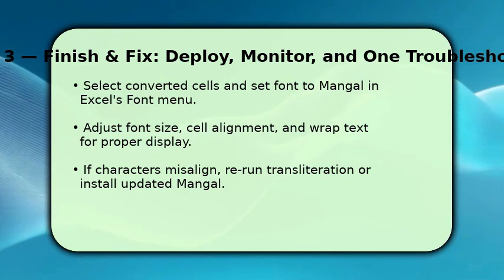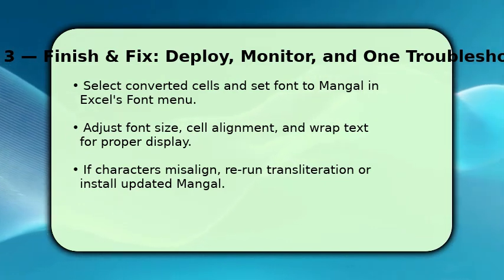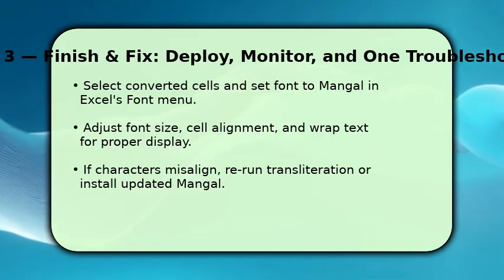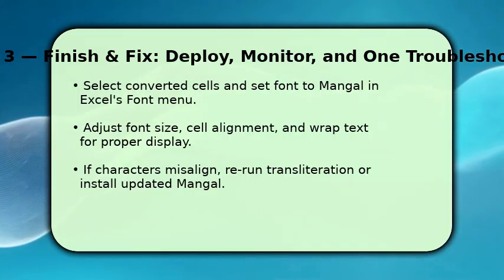Finally, select the Unicode converted cells and change the font to Mangal. This displays Devanagari correctly. Once switched, make sure to adjust size, line spacing, and wrap text so conjuncts and marks render cleanly. If you see garbled text or missing glyphs, rerun the transliteration step and confirm you used a Unicode-compatible tool. Make sure Mangal is updated and installed.